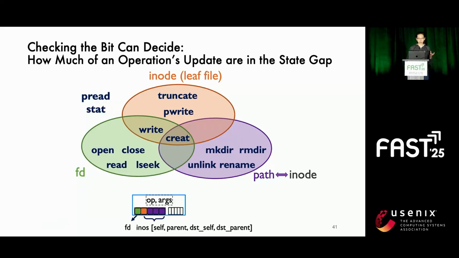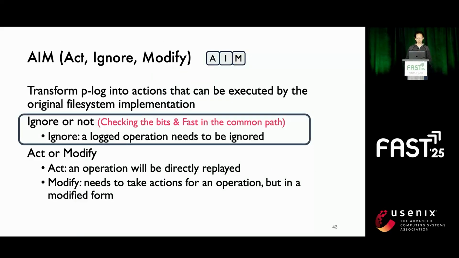So the plog entry records the possible targets in the array such that the bits can accurately track how a logged operation contributes to the state gap. Either it is none, partial, or full. If none of the bit is set, we can ignore the operation. So checking the bit is fast. The common path overhead is low. The ignore portion of M is running in the common path, so it has to be very efficient.